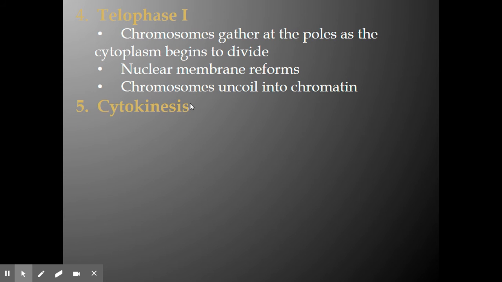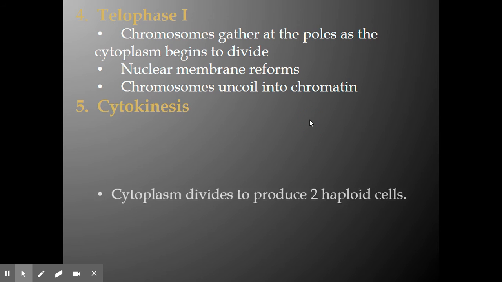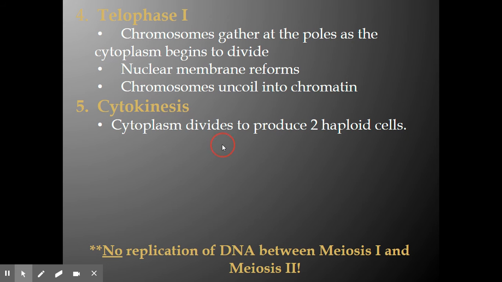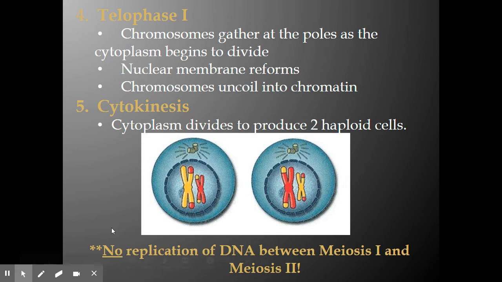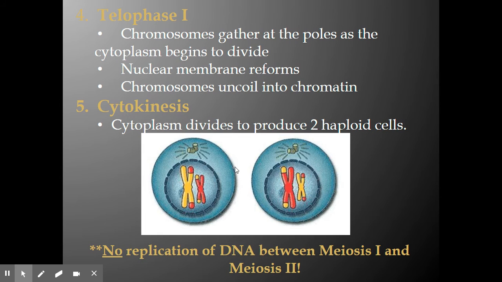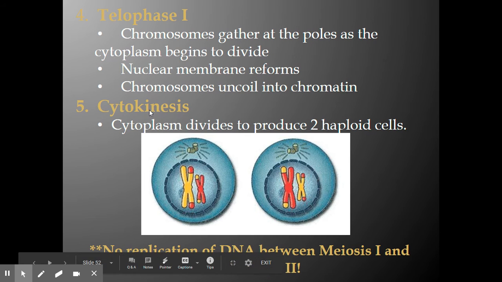They stay as they are, and then cytokinesis happens, where we divide into two haploid cells. Okay? We don't have any replication of DNA at this point. We don't go to interphase. We go from cytokinesis immediately into our next phase, which is meiosis 2.